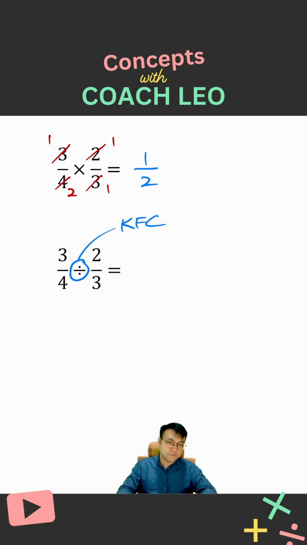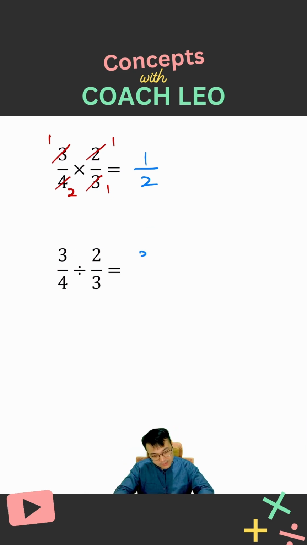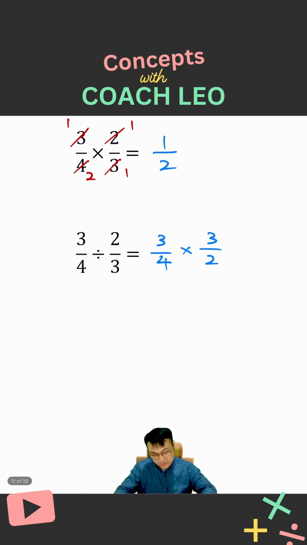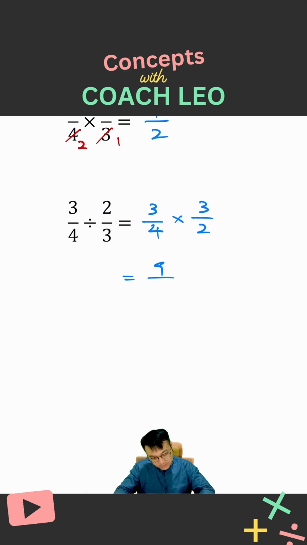When you see a divide, always remember Kentucky Fried Chicken. What does KFC stand for? Keep, flip, and change. So let me tell you what it means. You keep the first fraction, you flip the second fraction upside down, and you change the divide to multiply. From there, you just need to multiply, which we already know how to do from the previous question, right? So let's just multiply. And there you go.